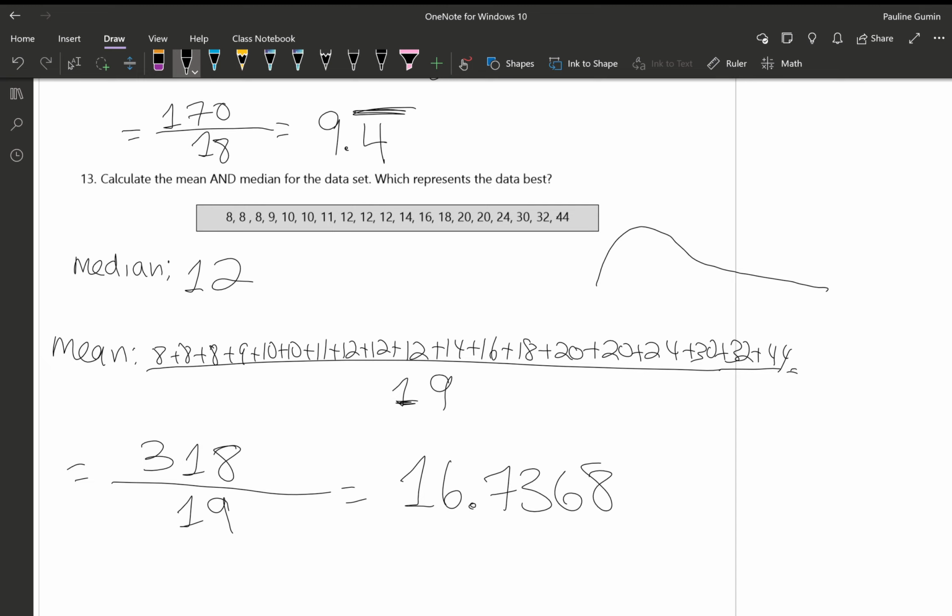Hold on. Which way is it skewed, Miss Gumin? It's the end of the video. We can't redo all of this. If the median is smaller than my mean, well, I was right. It's skewed right. This kind of looks like the drawing I just did. Yeah, let's go with that.